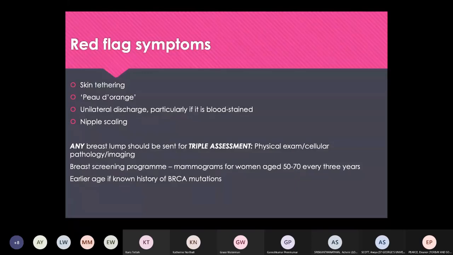So this includes a physical examination of the breast. We take a sample of the lump for cell pathology and imaging as well. And in women over 40 years of age, we use mammogram, which is an X-ray. And under 40, we use ultrasound to assess lumps. And then women aged 50 to 70 are offered mammograms routinely every 3 years. And the imaging might start earlier if women are known to have BRCA mutations.